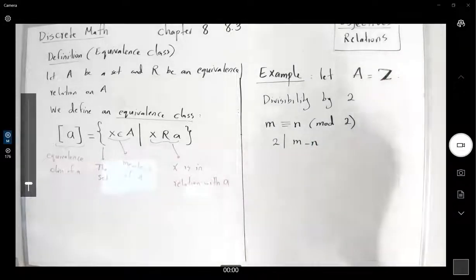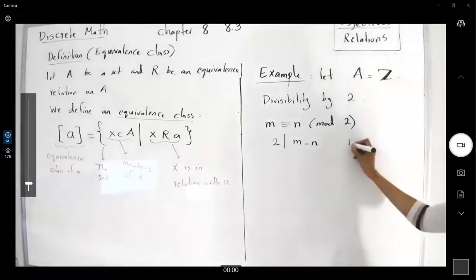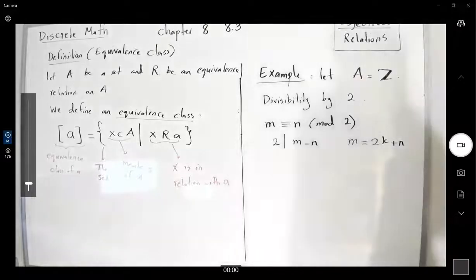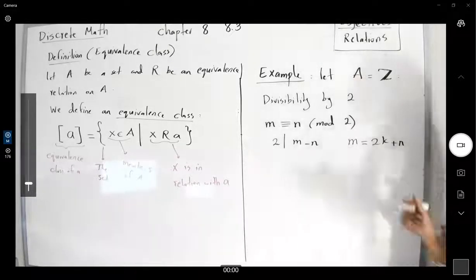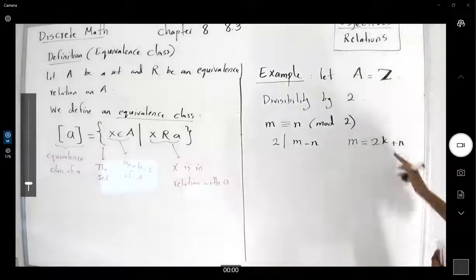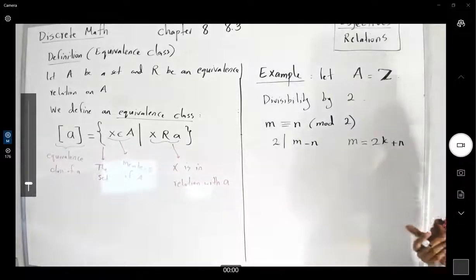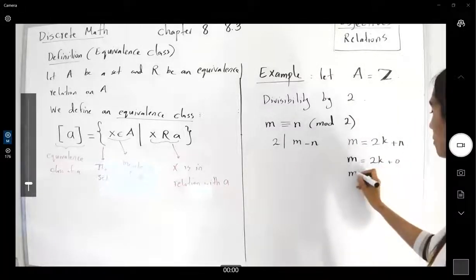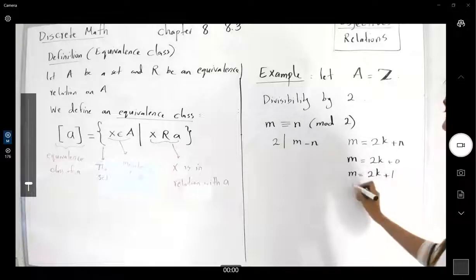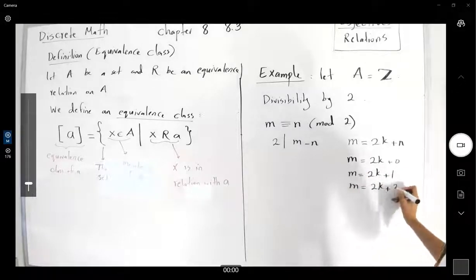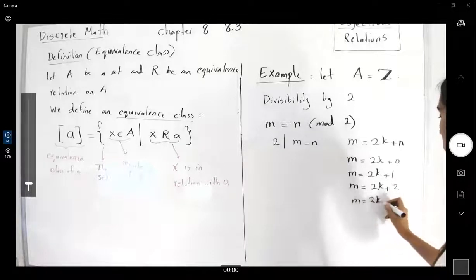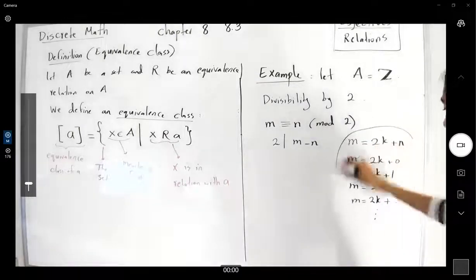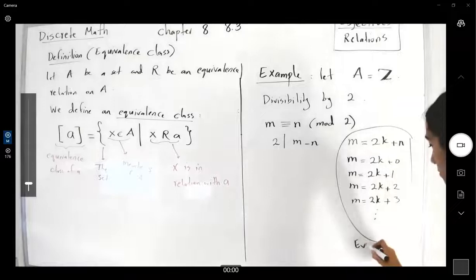Well, okay. Simply, I can say that, hey, m is equal to 2k plus n, where k is just an integer. Am I right? So m can be written as 2k plus 0. m can be written as 2k plus 1. m can be written as 2k plus 2. m can be written as 2k plus 3. So it includes all even and odd numbers.